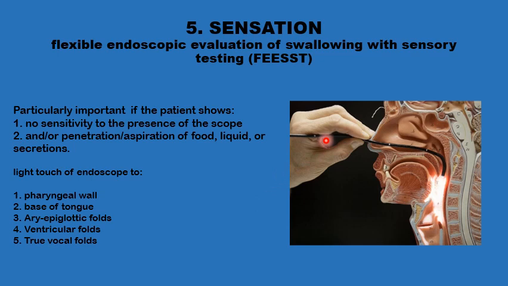If the special port for the introduction of the air puffs is not available, one can use the tip of the nasopharyngoscope to test for the sensation of the larynx and the pharynx. This is particularly important in the presence of retained secretions or saliva in the hypopharynx at rest. The tip of the scope can be used to touch some laryngeal or pharyngeal structures and watch for the laryngeal adduction reflex, and note if there is any absent reflex if one of these areas is being touched: the pharyngeal wall, the base of the tongue, the aryepiglottic fold, the ventricular folds, or the true vocal folds.